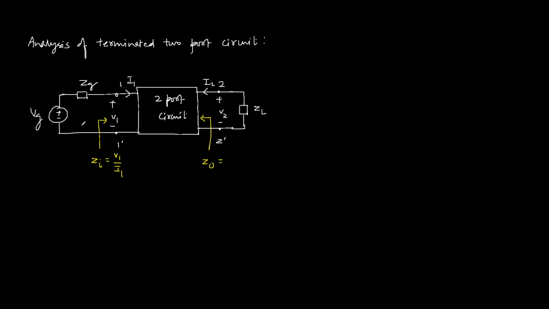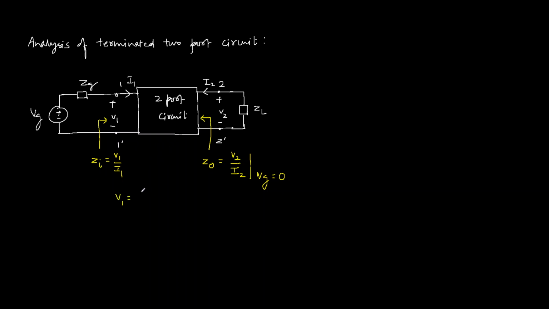For this output impedance, we have to make Vg 0, so that impedance has to be V2 by I2, assuming that the external source is connected at V2, because we will remove the load impedance. So V2 by I2 when the independent source here is 0. We have to find out these two impedances, Zi and Z0. So let's find out the input impedance first.